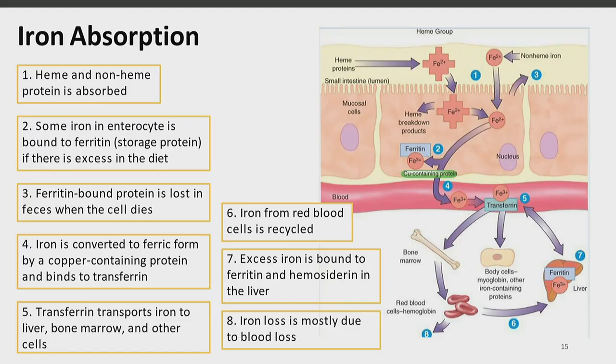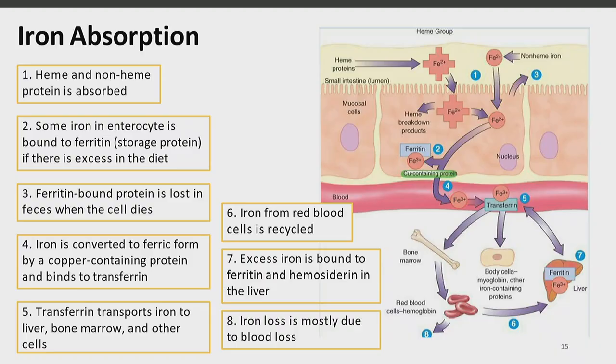So we talked about iron absorption today. This is just a quick review because we just saw it. If you recall, non-heme iron, that is Fe3+, is converted to Fe2+, which is more readily absorbed in the body. And once it's absorbed, you have a copper-containing protein that helps it to go into the blood attached to transferrin. And it is in this form that iron is transported in the body.